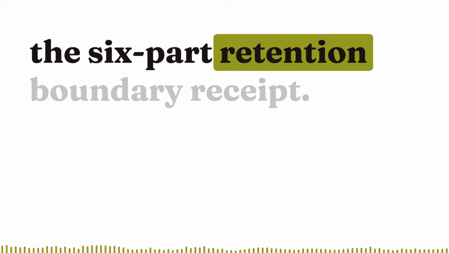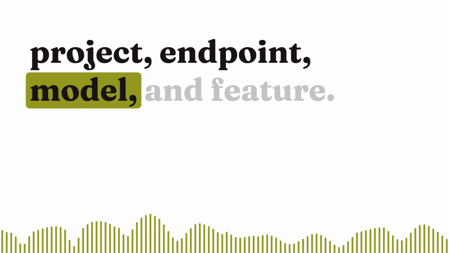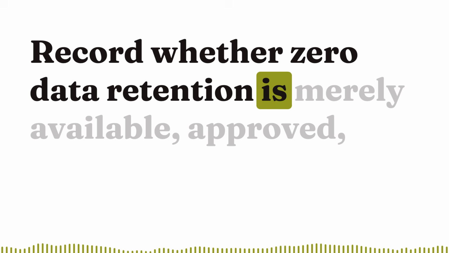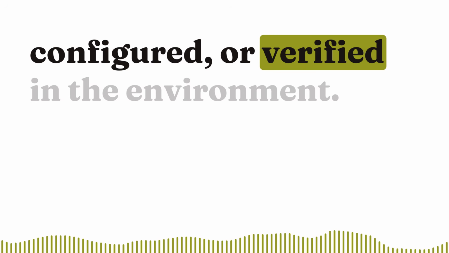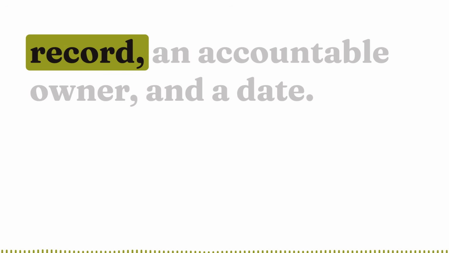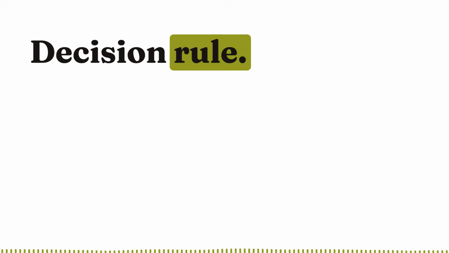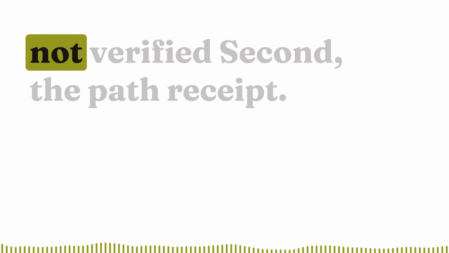Here is the 6-part retention boundary receipt. First, the scope receipt. Name the exact organization, project, endpoint, model, and feature. Record whether zero data retention is merely available, approved, configured, or verified in the environment. Evidence means a current configuration record, an accountable owner, and a date. Decision rule. If the team can show only a vendor web page, the system is not verified.